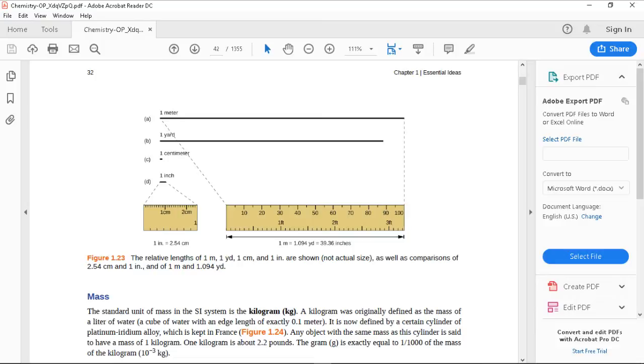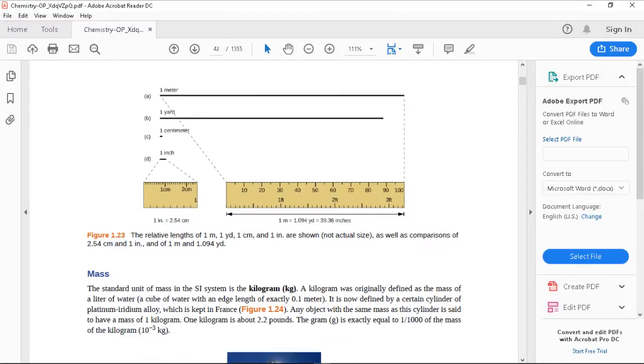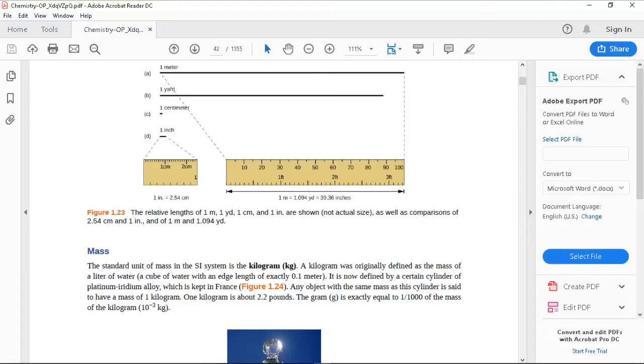So this is the length of a meter, yard, centimeter, inch. 1 inch equals 2.54 centimeters. The relative lengths of 1 meter, 1 yard, 1 centimeter, and 1 inch are shown, not actual size, as well as comparisons of 2.54 centimeters and 1 inch, and of 1 meter and 1.094 yards.